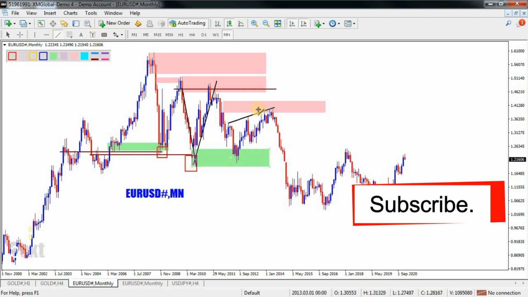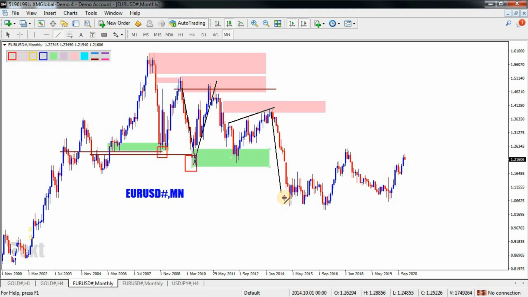and we then broke this structure. All this structure was taken out by this move. So we can just say this demand area was taken out, and there were multiple touches around this demand area. So this base weakened. We call this weakening base.